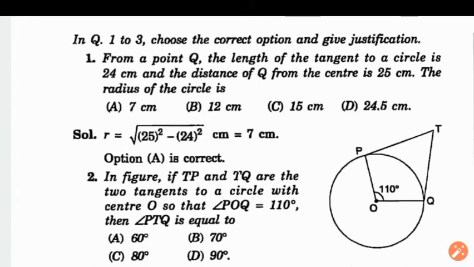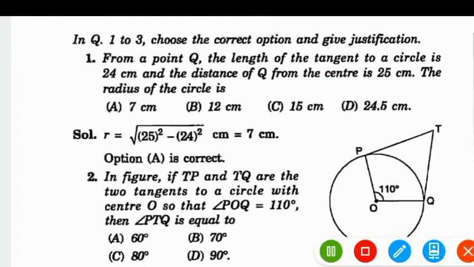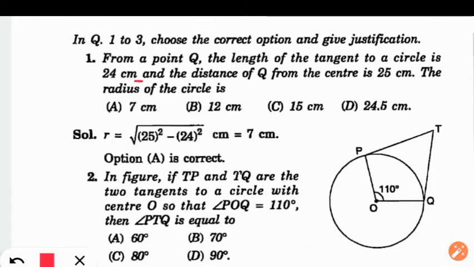First question: from a point Q, the length of the tangent to a circle is 24 centimeter, and the distance of Q from the center is 25 centimeter. What we are required to do? We are required to find the radius of the circle. For this question, you can refer to this figure.